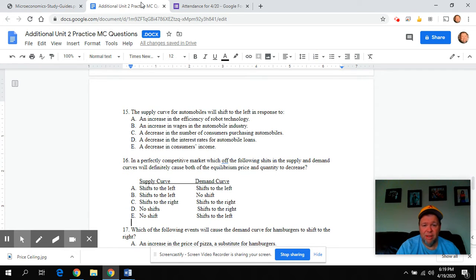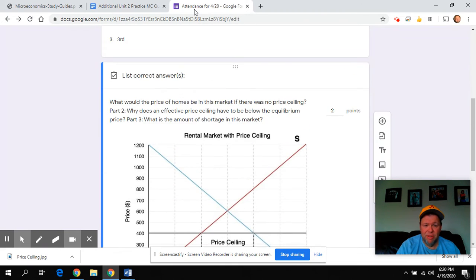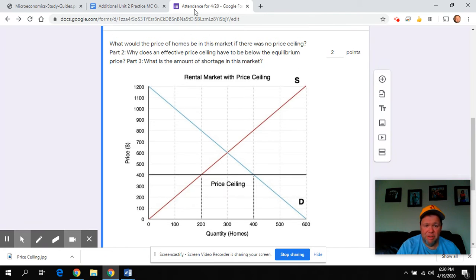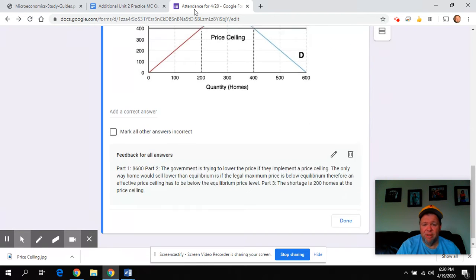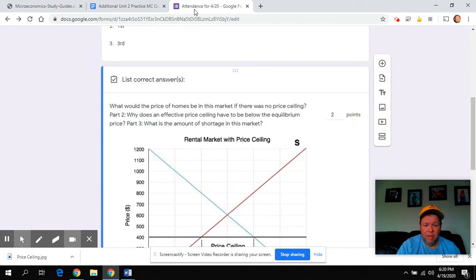The attendance check is an open response. So I'm giving you the graph to work with here, and you just answer the question. What would the price of homes be in this market if there was no price ceiling? Why does an effective price ceiling have to be below the equilibrium price? And then what is the amount of shortage in this market? So that's your attendance check for tomorrow.